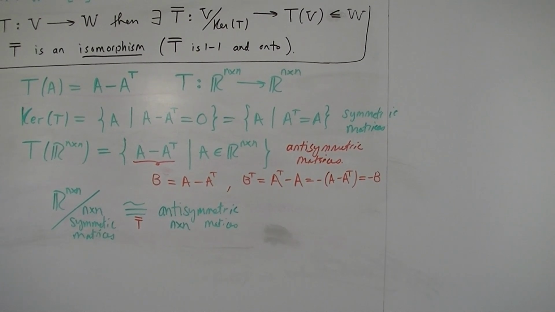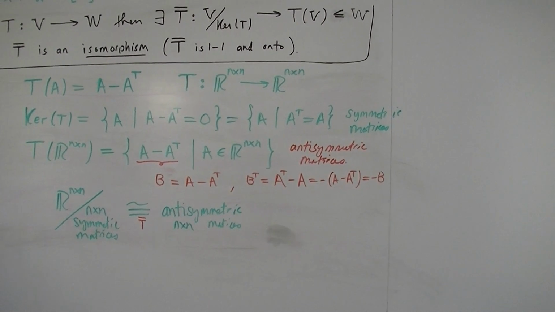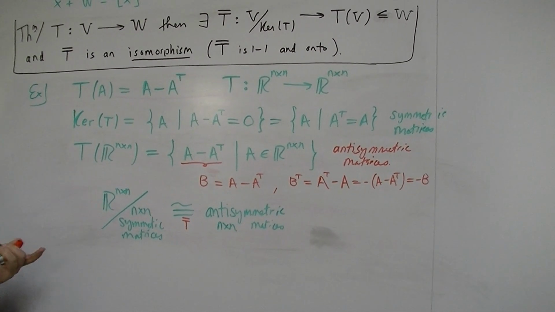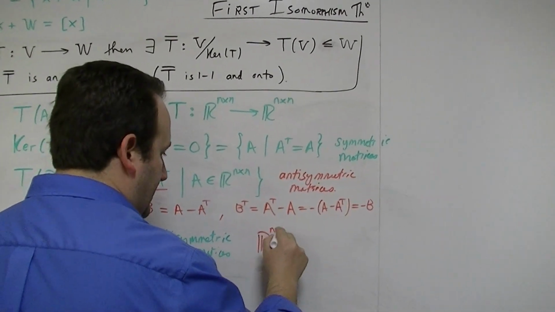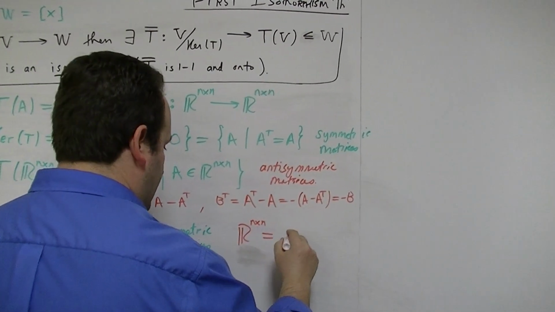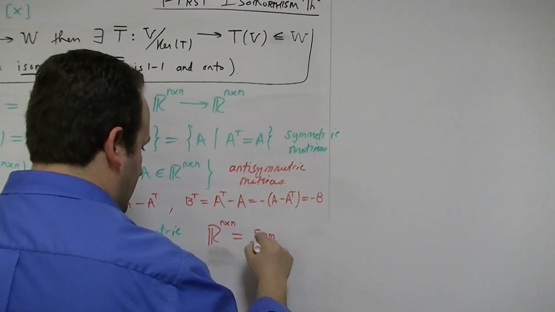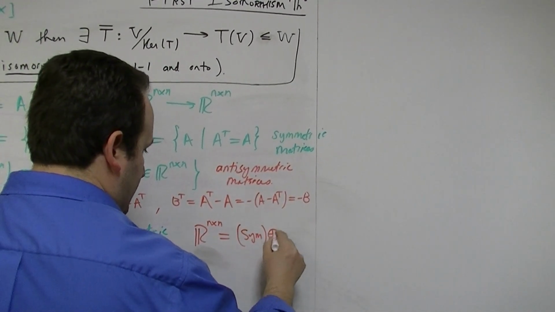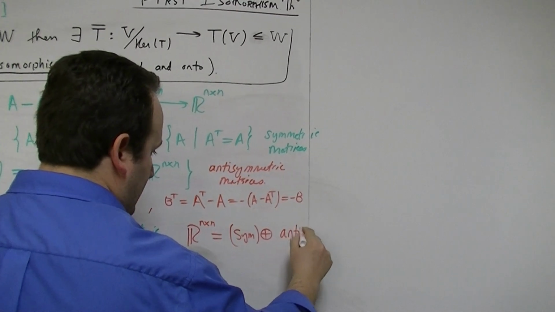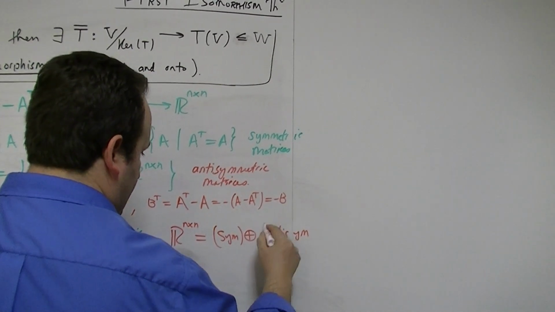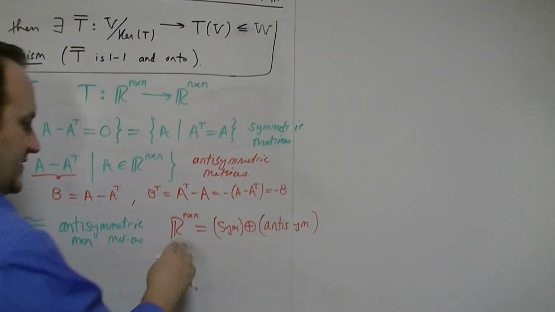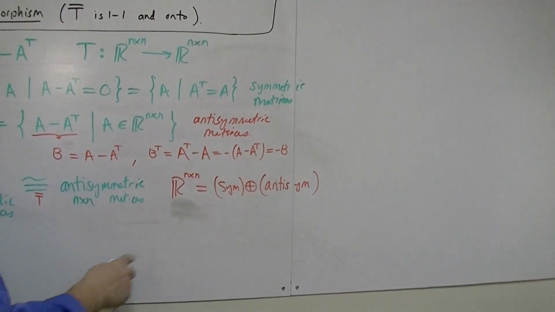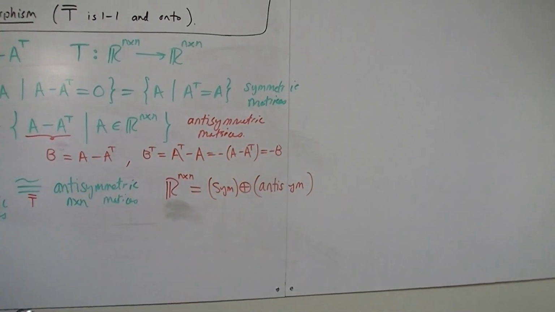And then what we're going to talk about after break, the next section, Monday, is so-called direct sum decomposition. We're going to show that this goes hand in hand with this curious statement that R n by n is equal to, let's say, the symmetric matrices direct summed with the anti-symmetric matrices. And if you have a direct sum decomposition, if you take the quotient by one of these things, you're just left with the other thing.